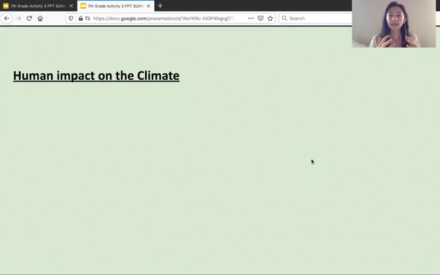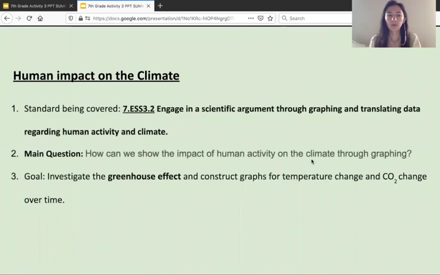So today's lesson is all about human impact on the climate. We are going to go through the standard 7 ESS 3.2, which is engaging in a scientific argument through graphing and translating data regarding human activity and the climate. So our main question, if we're going to boil down that standard, is: how can we show the impact of human activity on the climate through graphing some data?